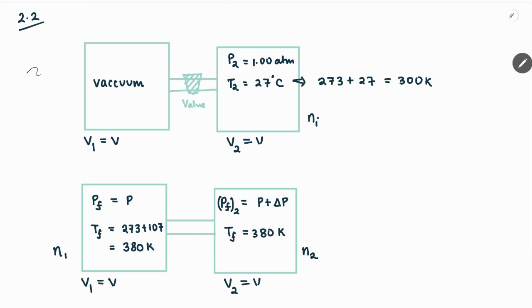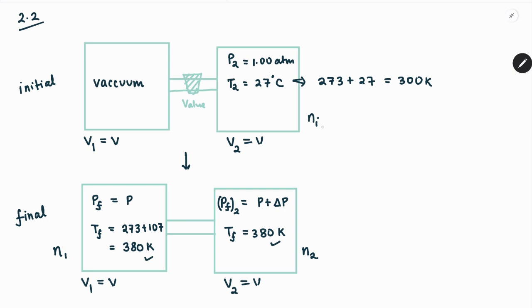So diagrammatically, this is the situation which we have. This is the initial condition which the problem has mentioned, and this is the final condition which the two systems will reach. So we have two vessels which are identical, having volume V1 equal to V and V2 equal to V. The temperature is 27 degrees Celsius initially, which is equal to 300 Kelvin, and at 1 atmosphere pressure. Now post this, both the vessels are heated to attain a final temperature of 380 Kelvin, and both the volumes are same.